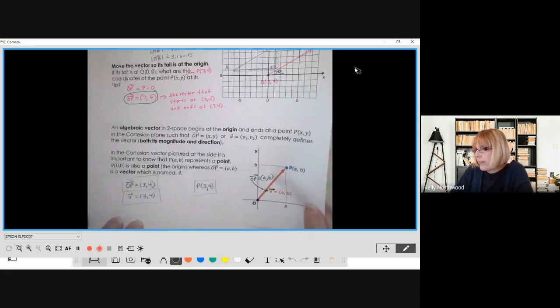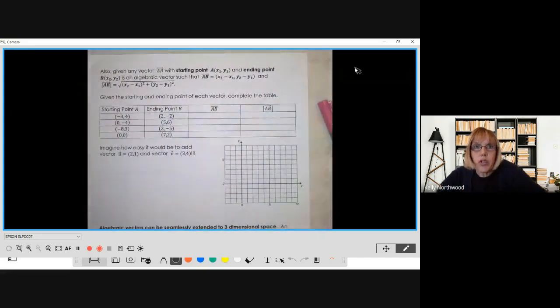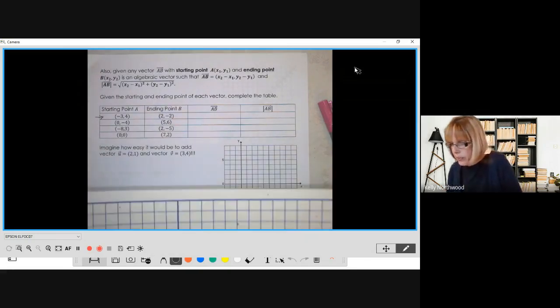Okay, so also given any algebraic vector AB with starting point A(x1, y1) and ending point B(x2, y2), it's an algebraic vector such that AB is equal to ⟨x2 minus x1, y2 minus y1⟩. Okay, so that kind of needs a little bit more explanation here. So I'm going to use this first example here and my whiteboard as an example for that.